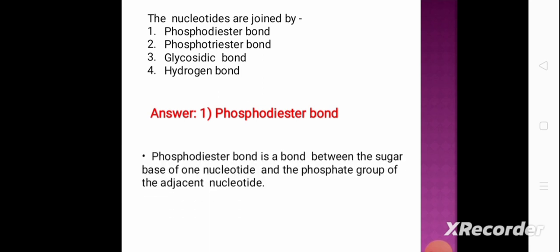The phosphodiester bond is the bond between the sugar of one molecule and the phosphate group of the adjacent nucleotide. And these nucleotides are the building blocks of DNA or RNA.